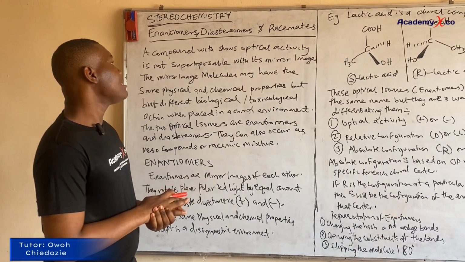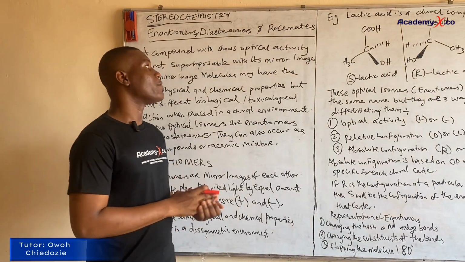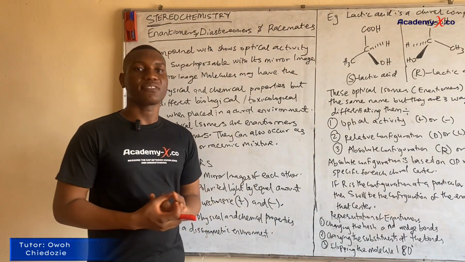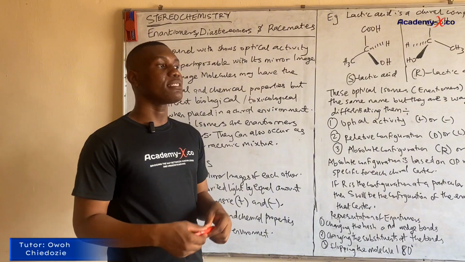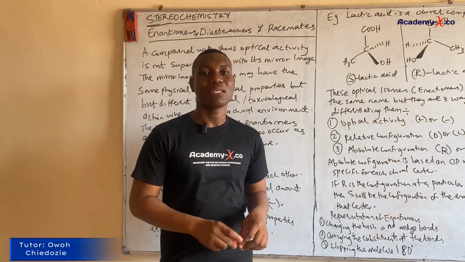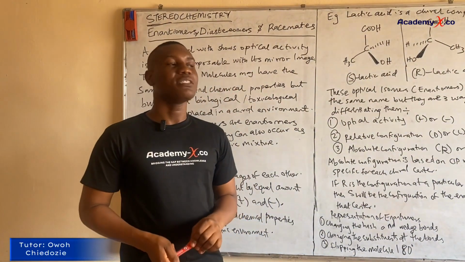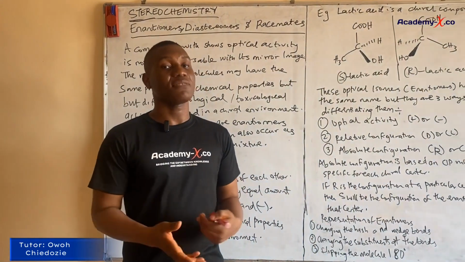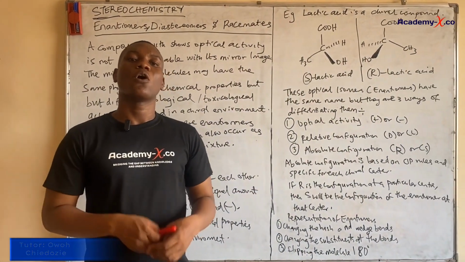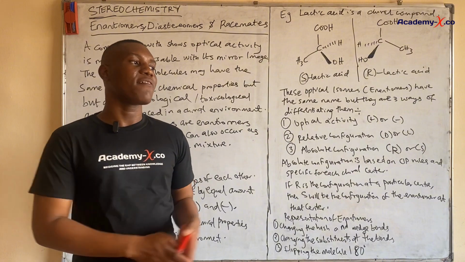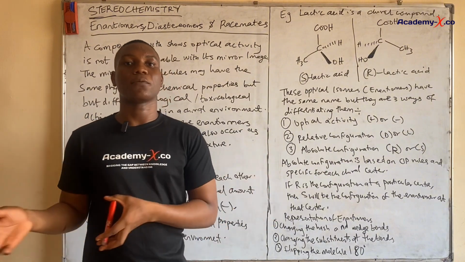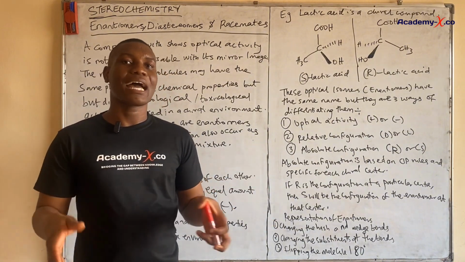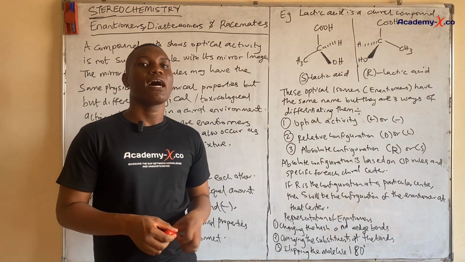So let us go back to when we were talking about optical activity. We said that optical activity is the ability of a compound to rotate plane polarized light. So the ability to rotate it to the left or to the right is the optical activity of a compound. So optical isomers, remember we have geometric isomers, we have optical isomers under configurational isomers.